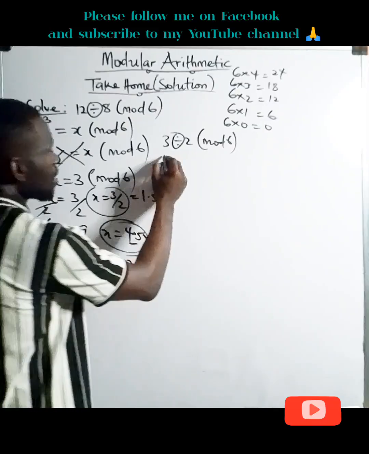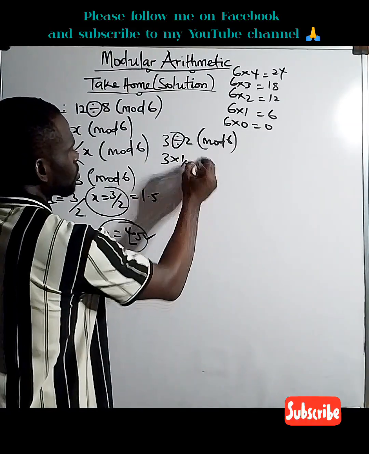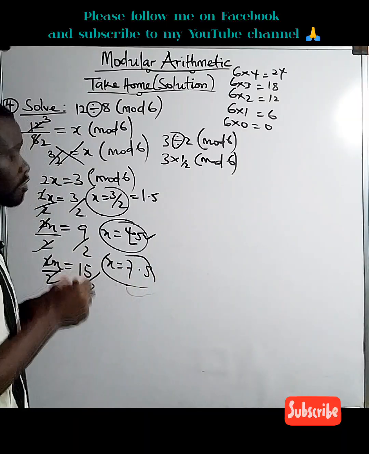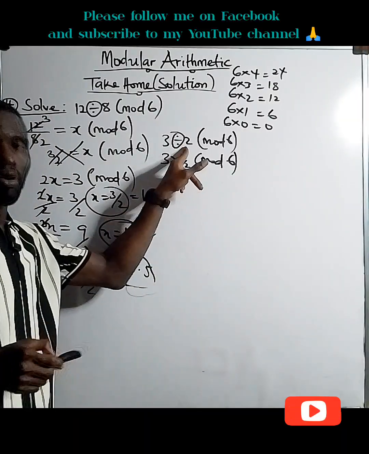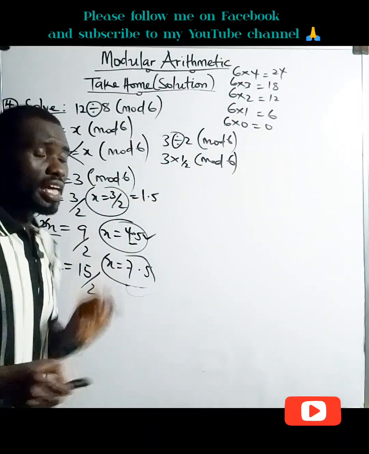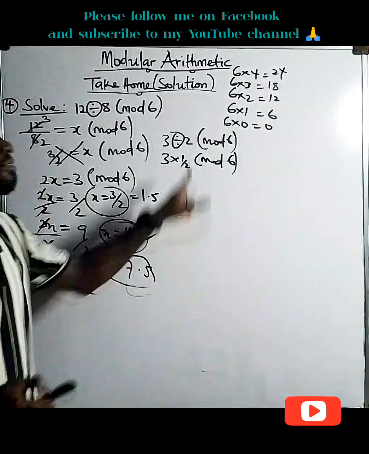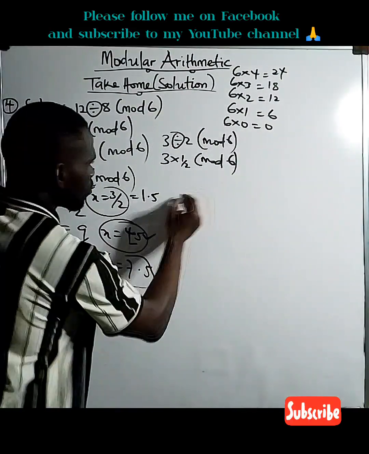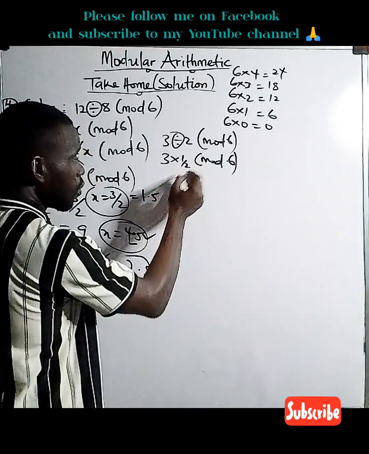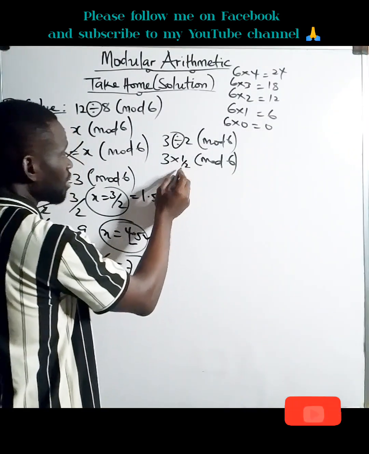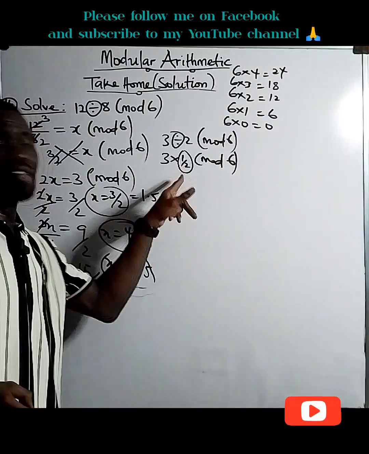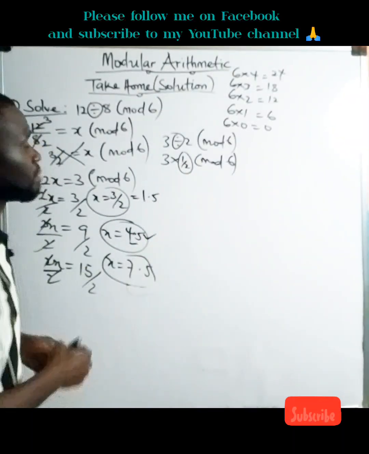So this is 3 times 1 over 2 in modulo 6. Don't forget that 1 over 2 is a multiplicative inverse of 2. So the first thing we're going to do is get the multiplicative inverse of 2 in modulo 6. So let's see what that looks like. What am I going to multiply with 2 to give us 1? Whatever I'm going to multiply with 2 to give us 1 is going to play a role very similar to 1 over 2.